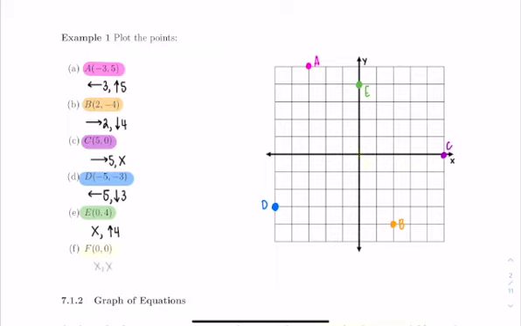And then the last one, which is (0, 0). This means that from the origin, we're not moving in the x direction, and we're also not moving in the y direction. We're just staying right at the origin.